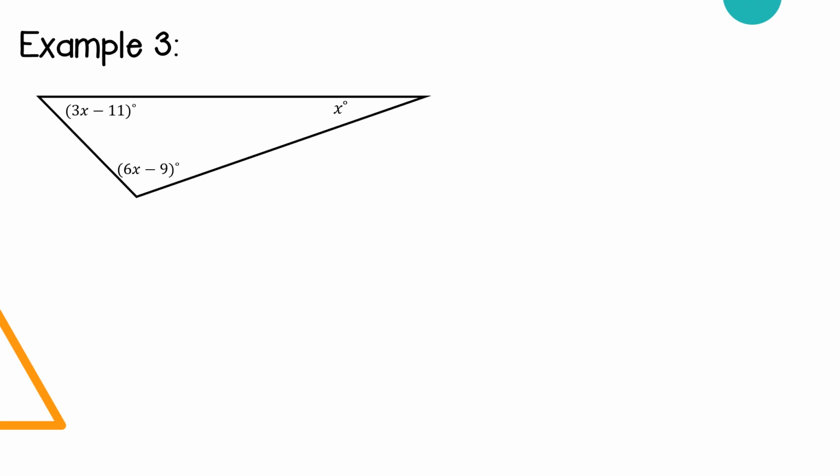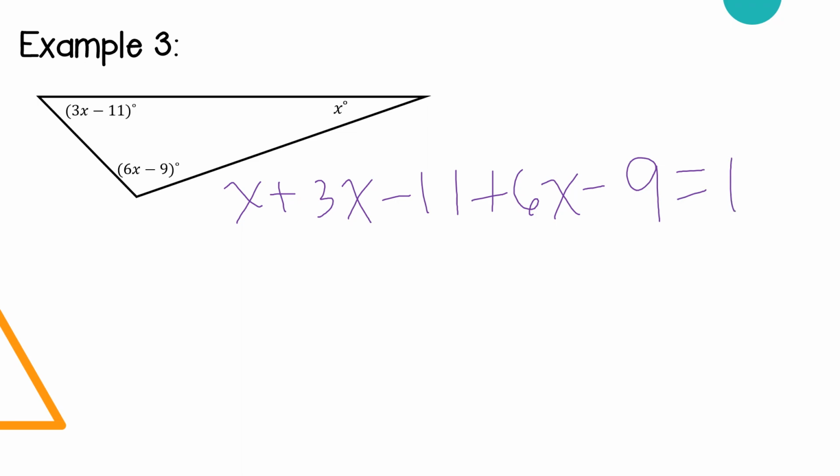So you have two ways that you can set your equation up. Essentially, they're exactly the same thing. We can add x to 3x minus 11 to 6x minus 9 and set that equal to 180. Or instead of setting up that big, giant, long equation, if you just want to go straight to adding the angles, look at your like terms, 3x, 6x, and x, that would give you a total of 10x.